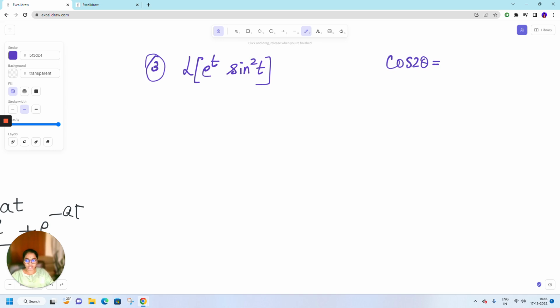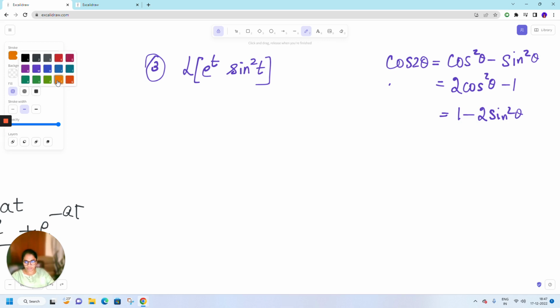Yes, cos 2 theta has 3 formulas. Which were those? We had cos square theta minus sine square theta. What else did we have? This is equal to 2 cos square theta minus 1. That is also equal to 1 minus 2 sine square theta. So as you can see, we have sine square theta in only one of these formulas, right? We have it over here.